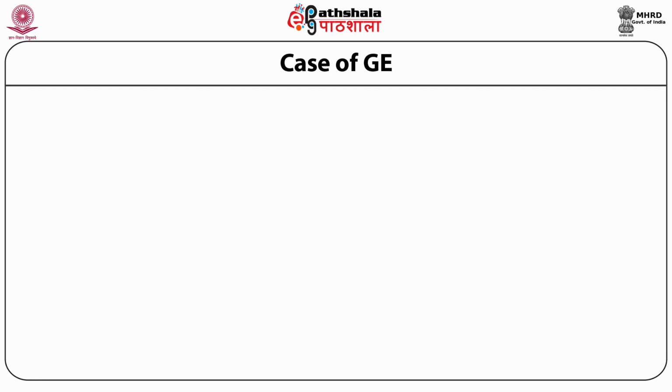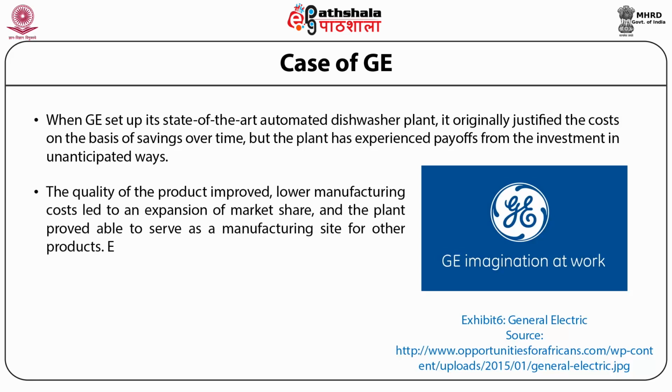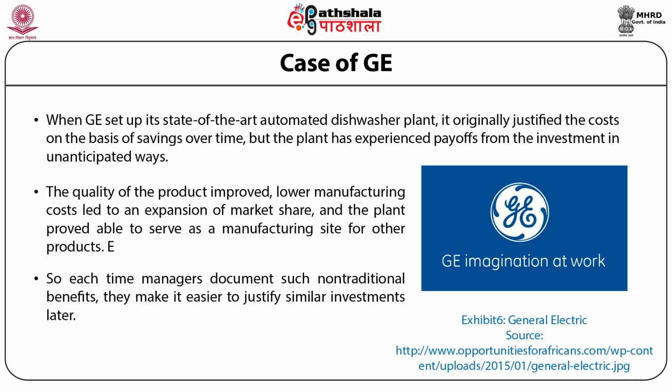Let's take a brief example of the case of General Electric. When GE set up its state-of-the-art automated dishwasher plant, it originally justified the cost on the basis of savings over a period of time. But the plant has experienced payoffs from the investment in unanticipated ways. Quality of the product improved. Lower manufacturing cost led to an expansion of the market share, and the plant proved able to serve as a manufacturing site for other products. So each time managers document such non-traditional benefits, they make it easier to justify similar investments later.